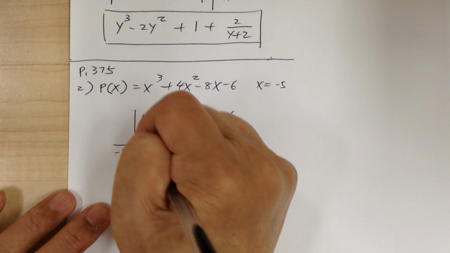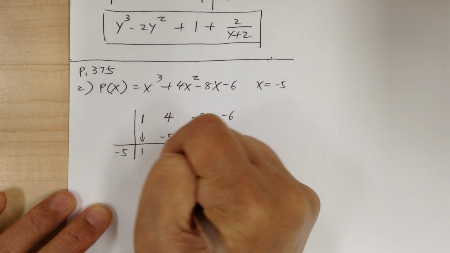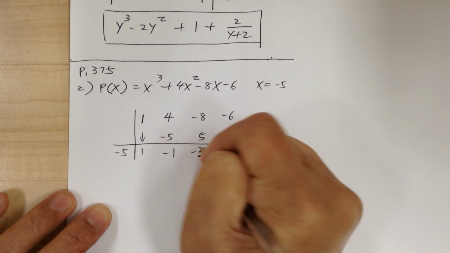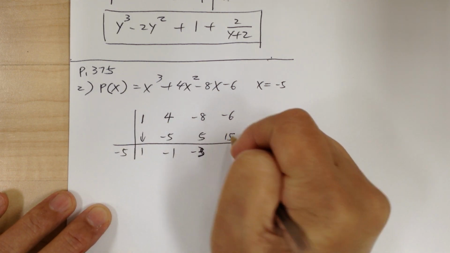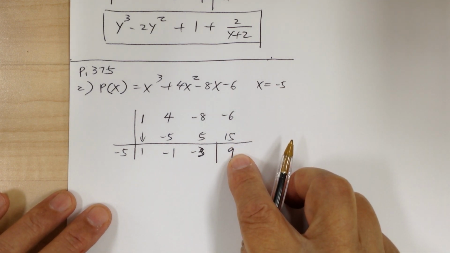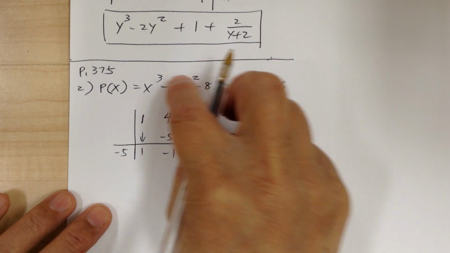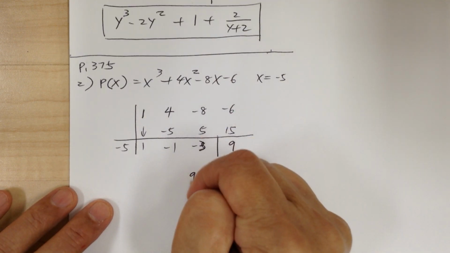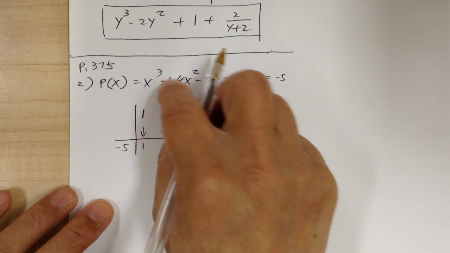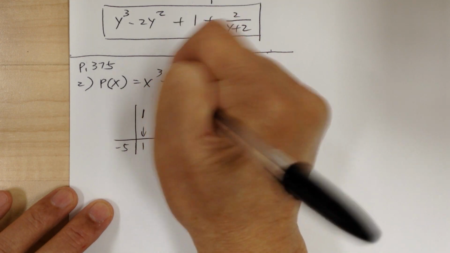Okay, so you drop that, multiply, add, multiply, add, multiply, add. The remainder would be equal to your evaluation. So your answer would be 9. Again, the remainder you get from synthetic division is the same as if you would substitute and work it out.